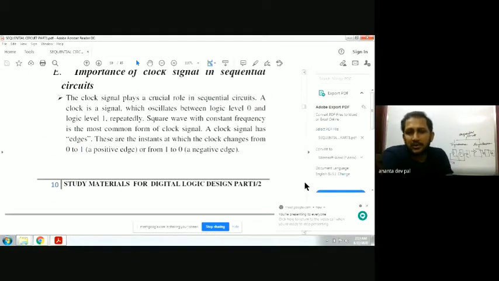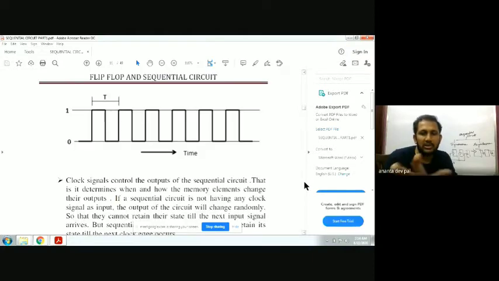Clock signal plays a crucial role in sequential circuits. A clock is nothing but a signal. It oscillates between 0 and 1 repeatedly. A square wave with constant frequency is the most common form of clock signal. The clock signal has edges. These are the instants at which the clock changes, 0 to 1, 1 to 0. This is the clock signal.